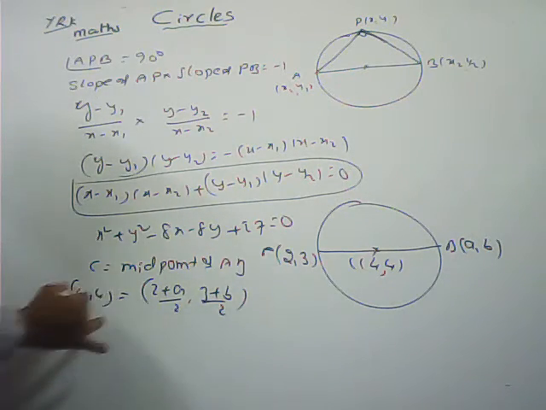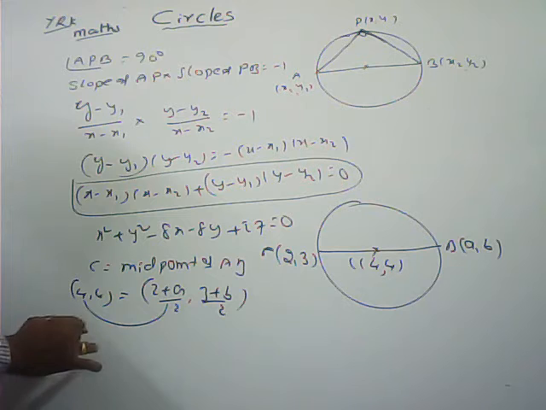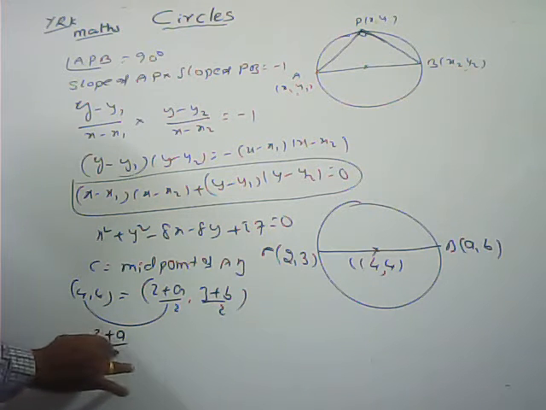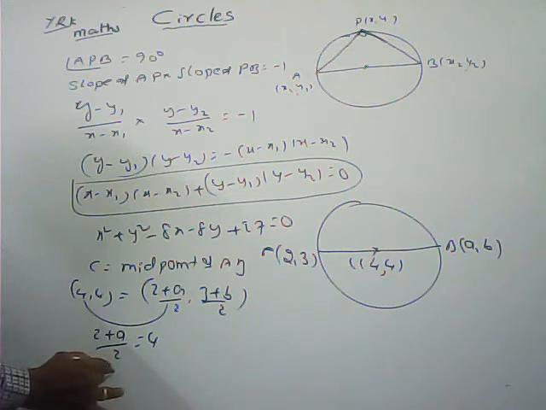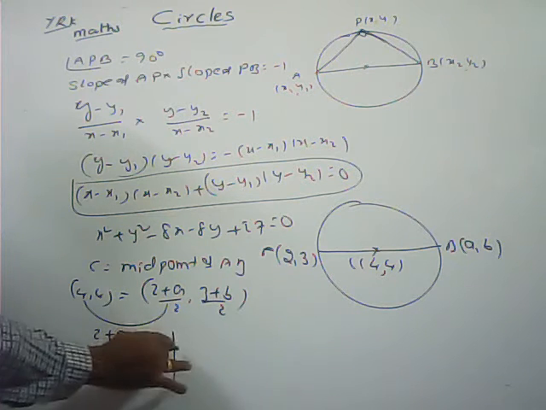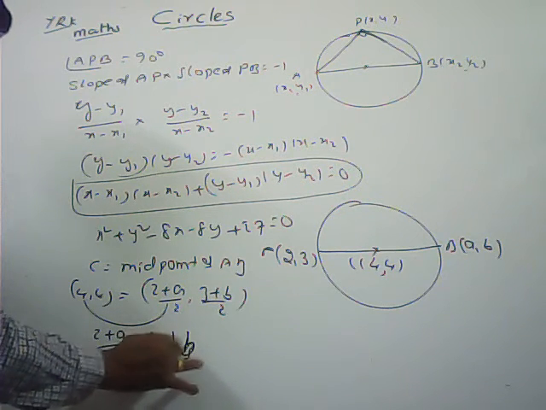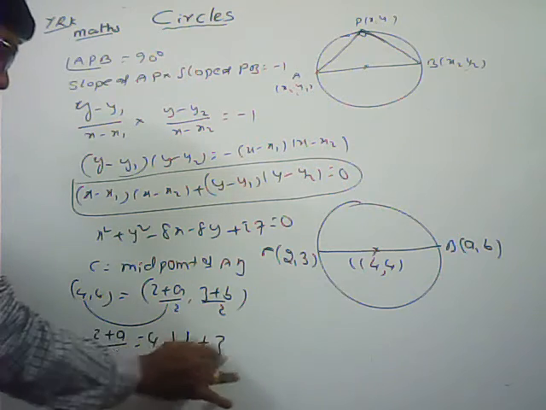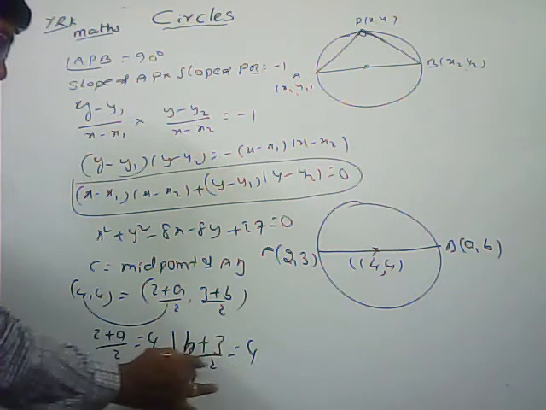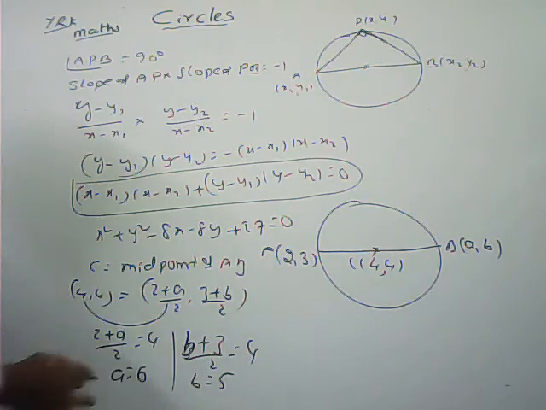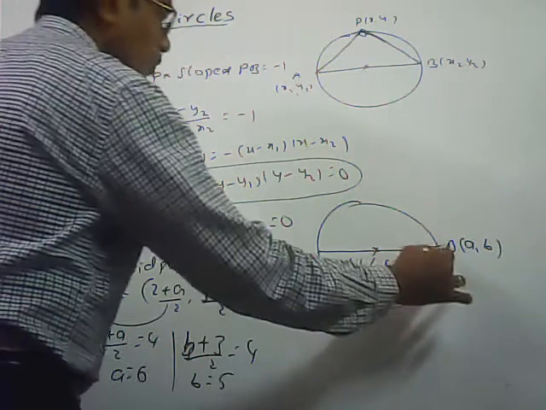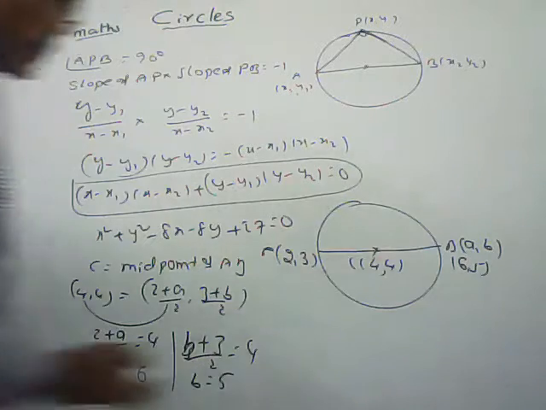So these 2 points are equal, meaning both the first coordinates are equal. 2 plus a by 2 is equal to 4. So 2 plus a is equal to 8, and 8 minus 2 is 6. b plus 3 by 2 is equal to 4, so b is equal to 8 minus 3, that is equal to 5. So the other end is 6 comma 5.